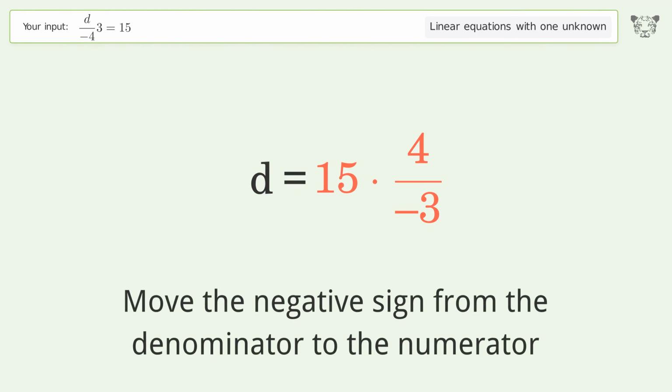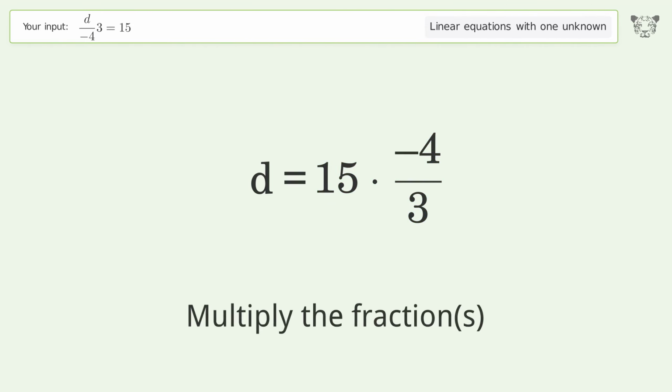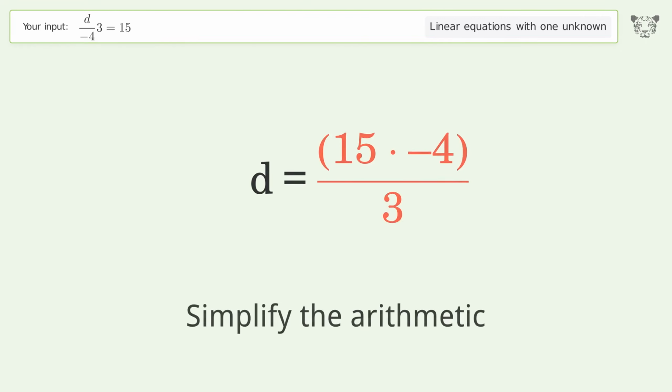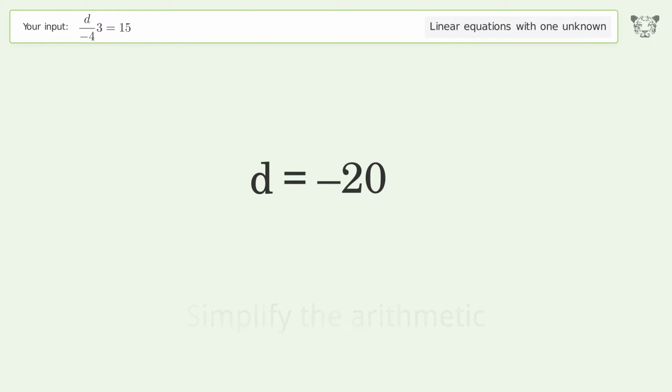Move the negative sign from the denominator to the numerator. Multiply the fractions. Simplify the arithmetic. And so the final result is d equals -20.